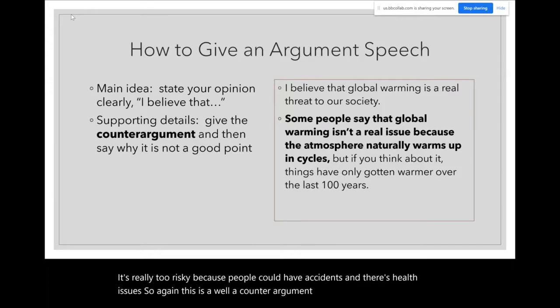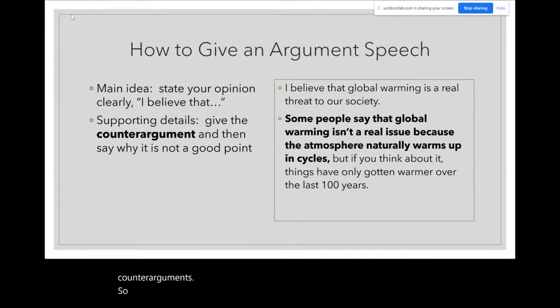And what you guys are going to do for homework on page 49 is to listen to some examples of counter arguments. So look at page 50 in the orange box.